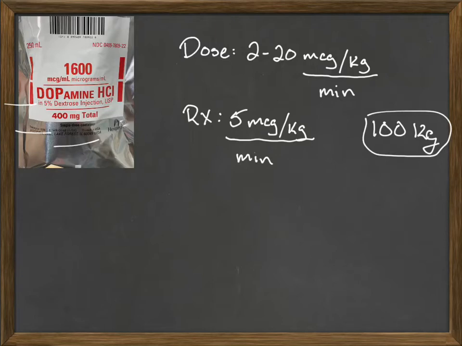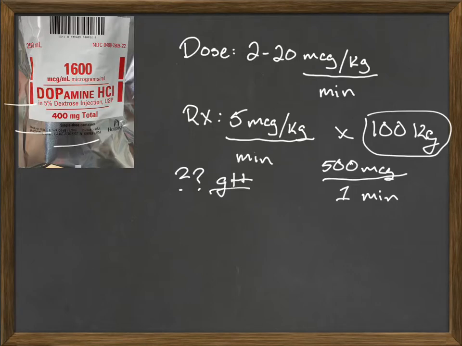So we know 5 times our 100 is 500 micrograms. So that patient's going to need a total of 500 micrograms over 1 minute. And now we know that we need to solve for how many drops per minute that's going to be. So again, we'll go with our 60 drop set. So 60 drops equals 1 milliliter.